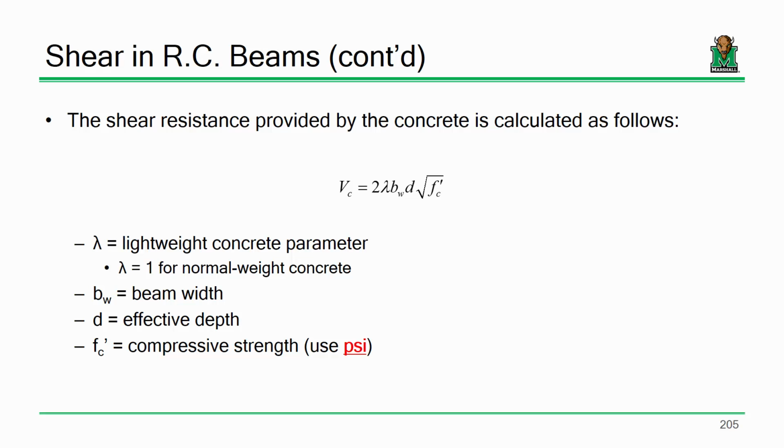Remember that? All right. So if you calculate V sub c correctly, you should get an answer in pounds, okay? Because b and d are in inches, so that's inches squared. This is psi, so it'll be psi times inches squared. It'll give you pounds. Everybody okay with that?